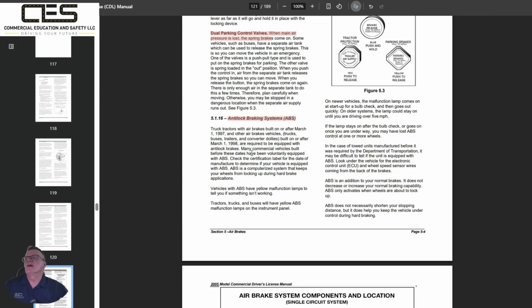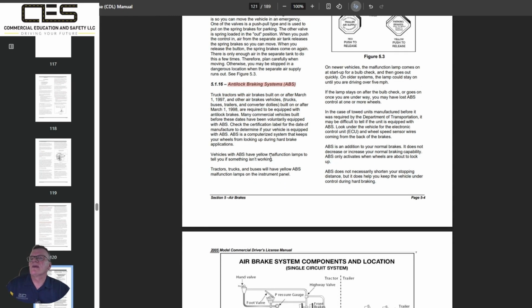Anti-lock braking system, ABS. Trucks with air brakes built on or after March 1, 1997, and other air brake vehicles such as trailers, buses, and converter dollies built on or after March 1, 1998 are required to be equipped with anti-lock brakes. Your car has anti-lock brakes. Many commercial vehicles built before these dates have been voluntarily equipped. So I had ABS in 1994 when I was driving that 1992 Kenworth T600 I told you about. It's been around a while, but manufacturers came out with it for safety reasons and started putting it on before they were forced to by the government. In 1997 it came out for trucks, and everything else came out after 1998.